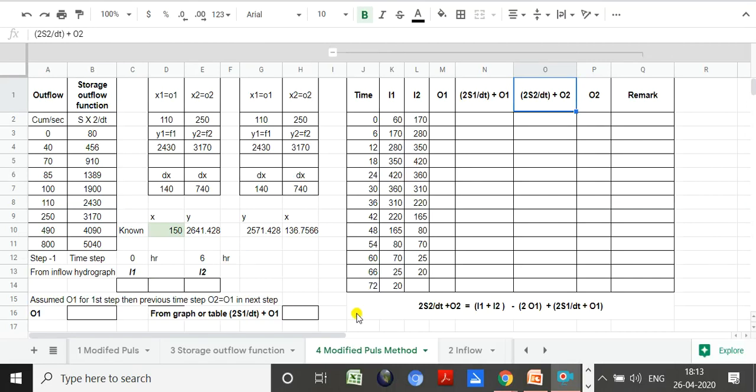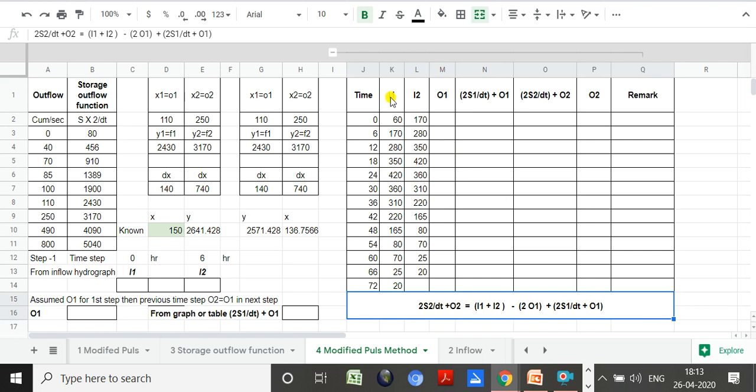Hello friends, now let us start. Our goal is to estimate the ordinates of an outflow hydrograph. Now, for a certain time step delta t, if you observe our equation 2S2 by dt plus O2 equals I1 plus I2, just observe the bottom of this table.